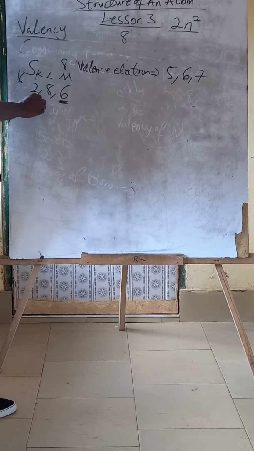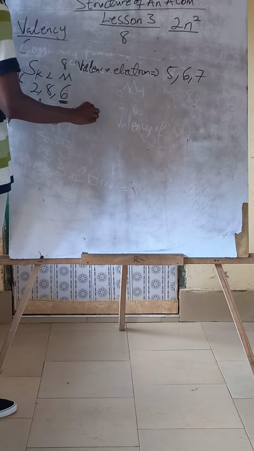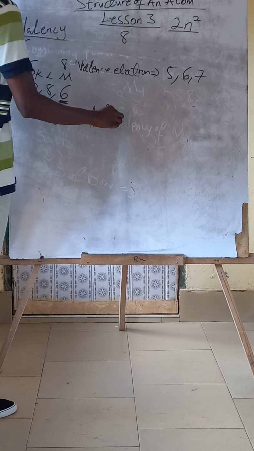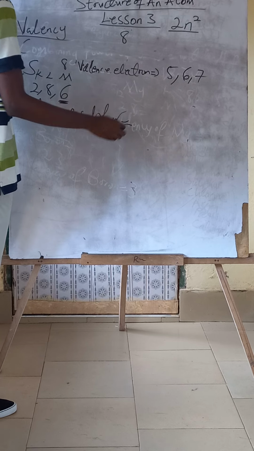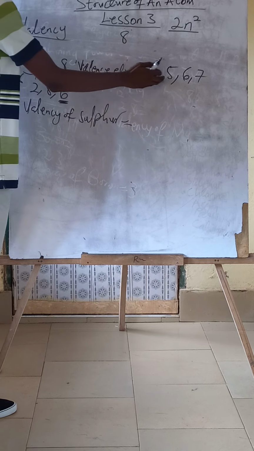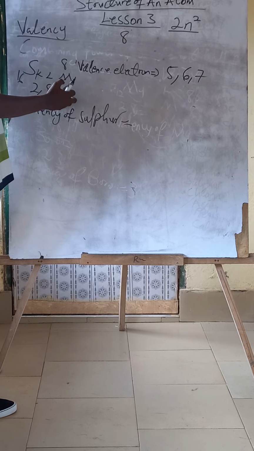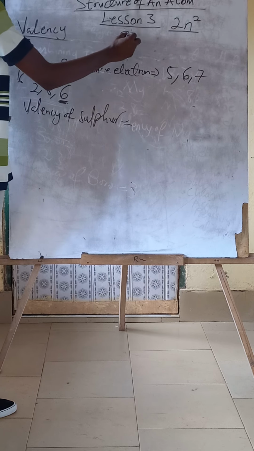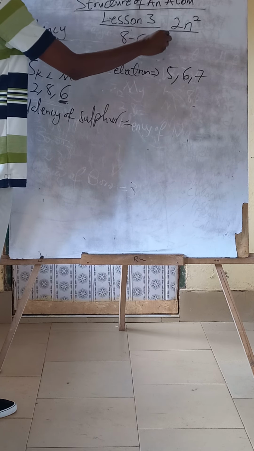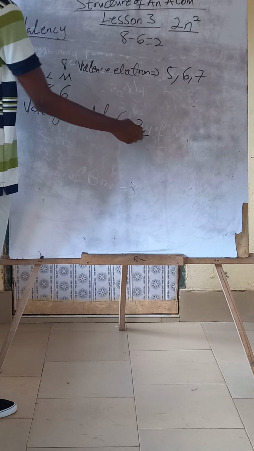Therefore, the valency of sulfur is 2. That's why I'm saying that when the valence electron is 5, 6, or 7, to determine the valency, subtract that valence electron from 8. So over here, for sulfur, the valence electron is 6. Subtract it from 8, you get 2. So the valency of sulfur is 2.